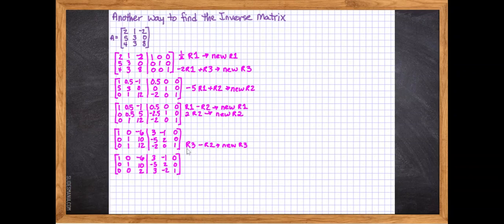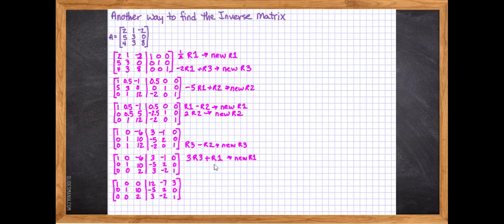Then I'm going to take my row 3 and subtract my row 2 so that I get the 0 right here that I need for my new row 3. Next, I'm going to take 3 times row 3 and add it to row 1 to get my new row 1. And that will make 2 times 3 give me a 6, and adding it to this -6 produces the 0 that I need in the upper right corner.